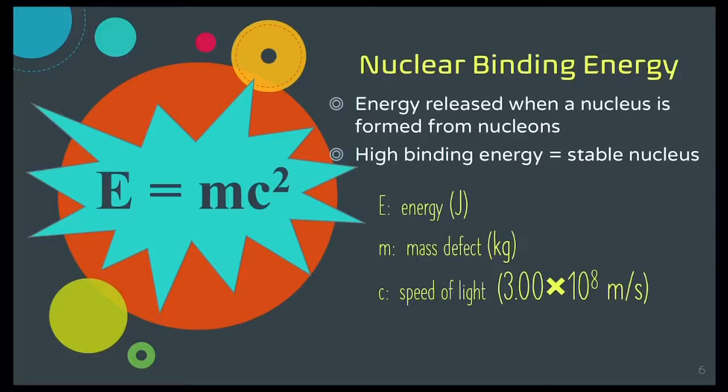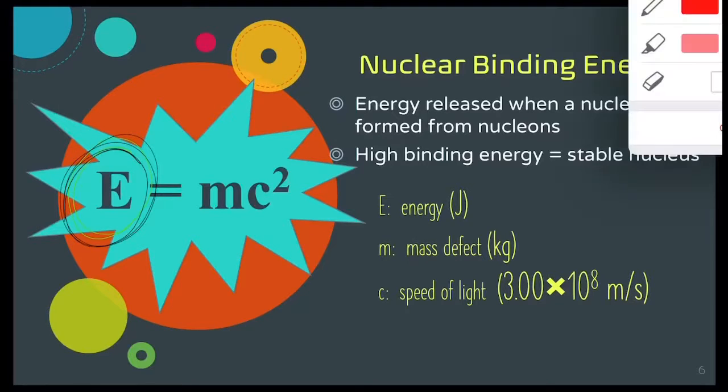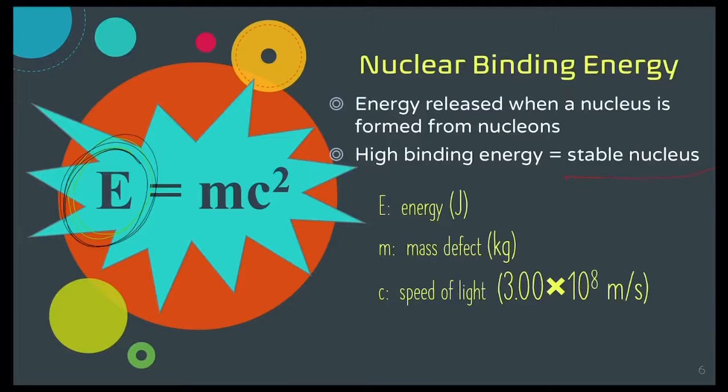Nuclear binding energy is important to understand the value of because it gives us an idea of the stability of the nucleus. So when this value, the nuclear binding energy, E, in the E equals mc squared equation, is high in number, that indicates that we have a stable nucleus. So what's important for our purposes in this class is not to calculate the binding energy, but to understand what it signifies, and that is the stability of the nucleus.